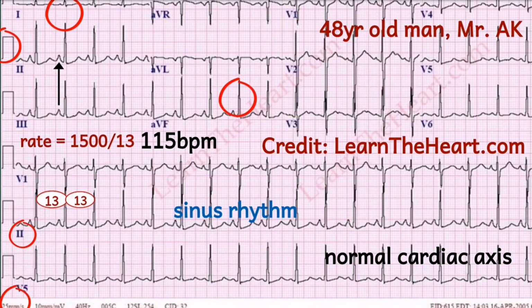And so adding all up, we say that this is a standard 12-lead ECG report of 48-year-old Mr. AK. The strip has a standard calibration and speed. There is sinus tachycardia of 115 beats per minute, and then the rhythm is a sinus rhythm. The cardiac axis is normal, and there is P pulmonale evidenced by an amplitude more than 2.5 millimeters, specifically 3 millimeters, and this suggests right atrial enlargement.